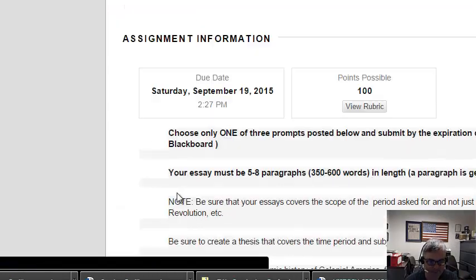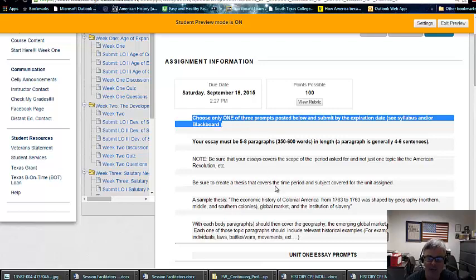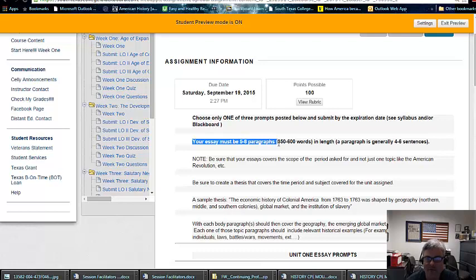And the essay exam, here are the instructions right here. You're going to choose one of the 3 prompts posted below. I'll show you that in just a second. Your essay is going to be 5 to 8 paragraphs, 350 to 600 words. Don't worry too much about the length. It's just there as a guide.